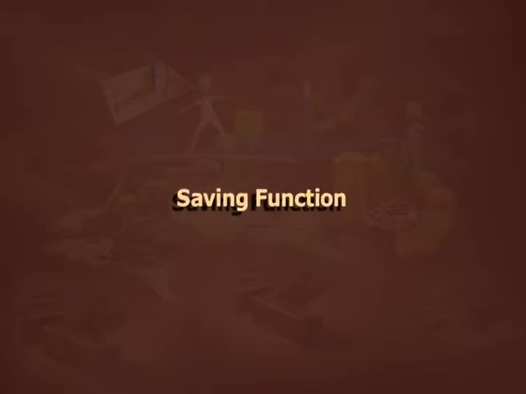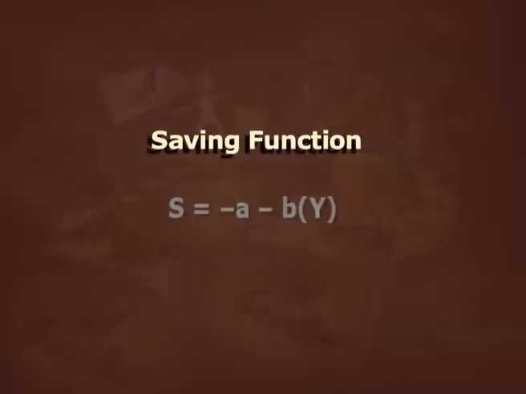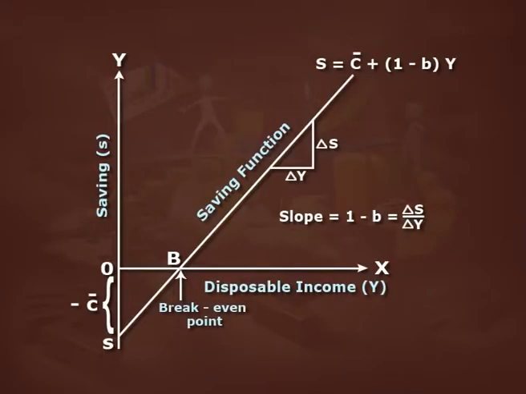Saving function. The saving function is just disposable income minus the consumption function. It is also equal to the amount of induced saving minus autonomous consumption. Thus, S = -A + (1-b)Y. Let us understand the saving function with the help of a figure. Like consumption, saving is also a function of income, that is, saving also depends upon the level of income. Saving is the excess of income over consumption expenditure.